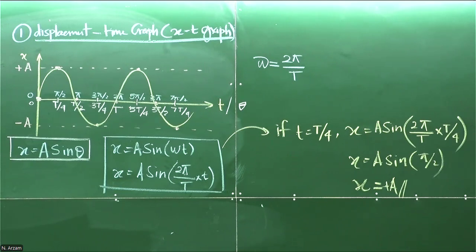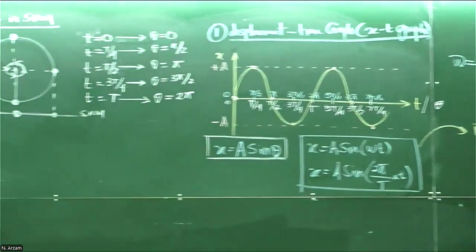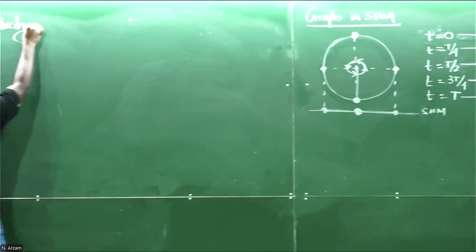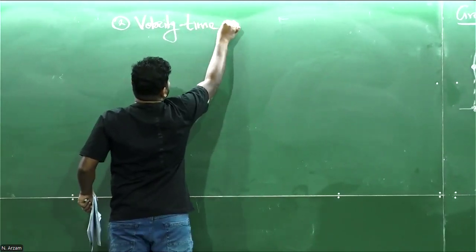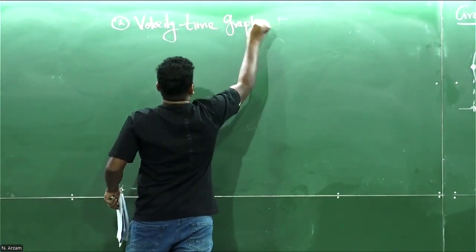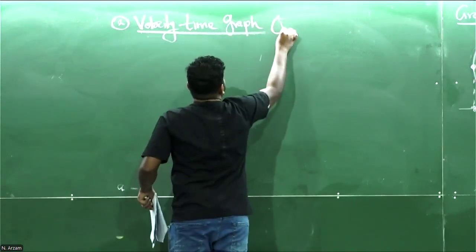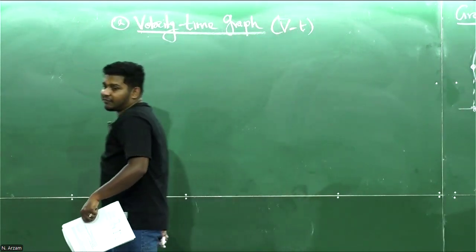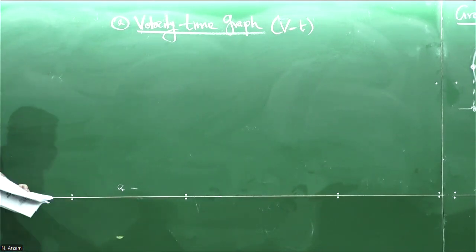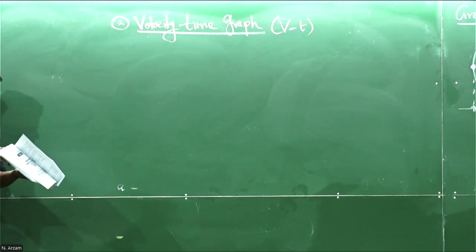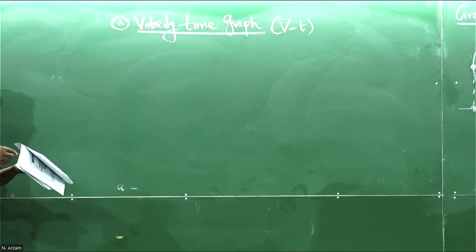So let's move on to the next one. The second graph is the velocity time graph, the VT graph. Yeah, sure. You don't need to ask, you can go. Okay, right.